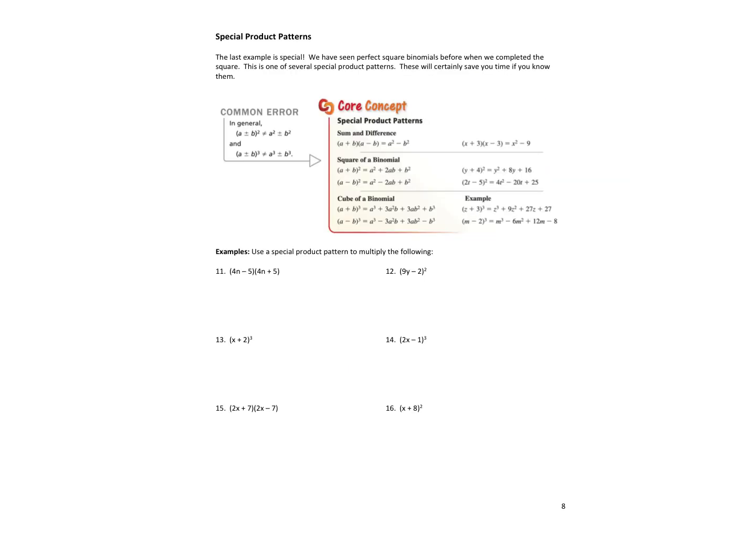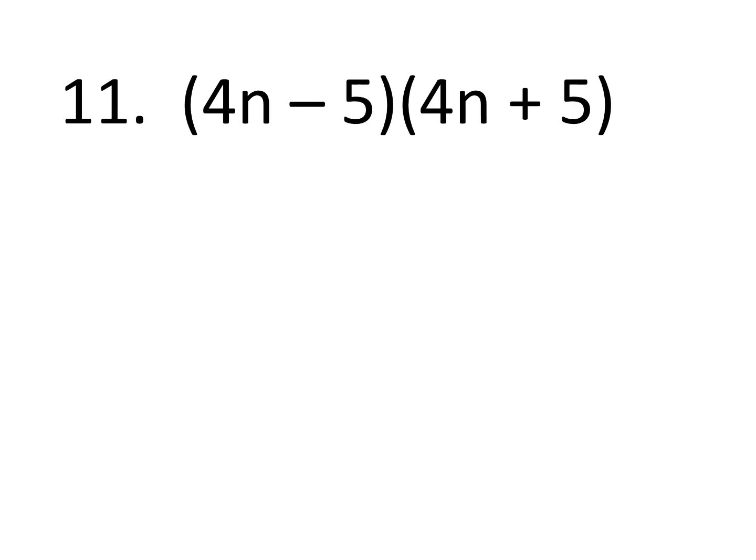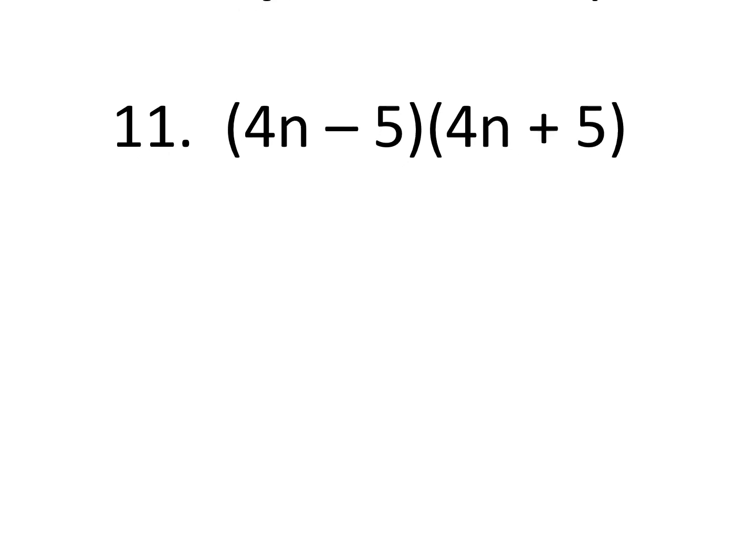So on number 11, not using regular multiplication, you see a plus sign and a minus sign. These are actually conjugates. We talked about that word before. Same thing, different sign. If I multiply this out normally, I get 16n squared plus 20n minus 20n minus 25. What's going to happen to plus 20 and minus 20? They're going to cancel out, which means that my middle term is going to go away.